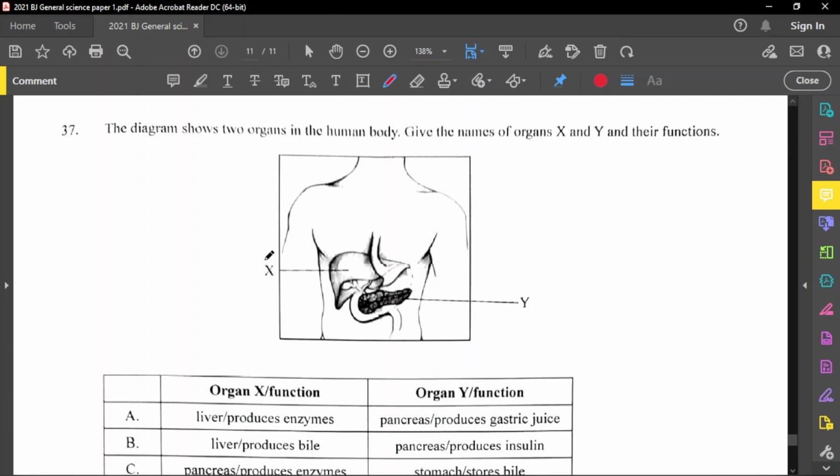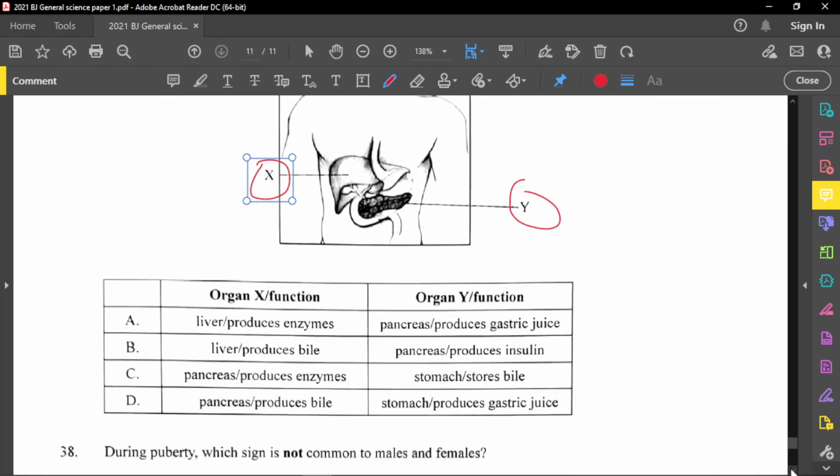So X is the liver. So this is the liver, and Y is the pancreas. Okay, so Y is the pancreas, X is the liver. And so here now, let's see which row needs to go. All right, so X is the liver. Yes, so A looks good so far.